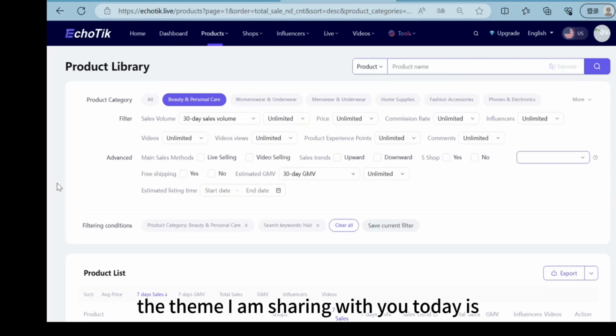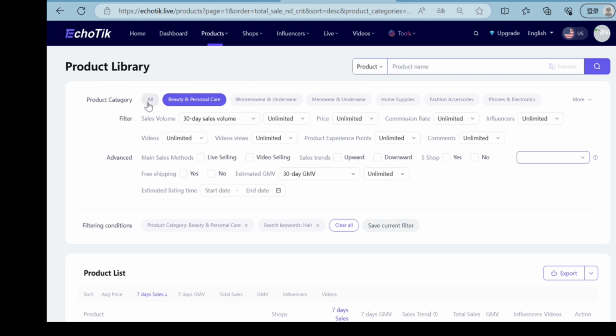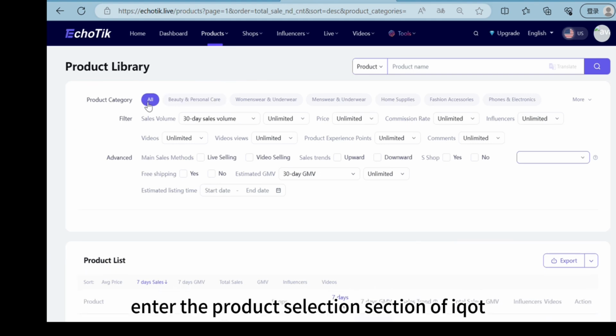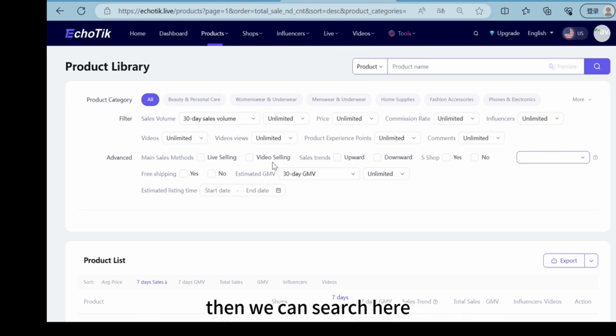The theme I am sharing with you today is, if you are following the explosive mode, what can we assist you with in the product selection library? So let's first enter the product selection section of EchoTik. We can switch between different categories. If you personally have a targeted product, then we can search here.